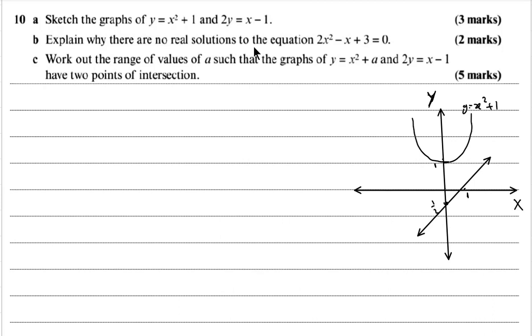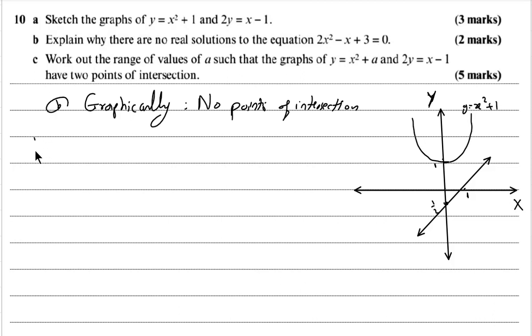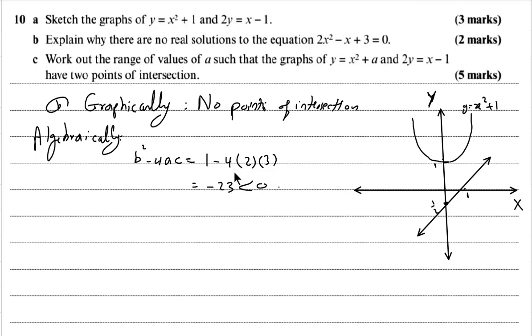B, explain why there are no real solutions to the equation. To solve B graphically, we can say graphically there is no point of intersection, right? And we can say that algebraically, if we get b squared minus 4ac, it will be less than 0, of course, right? Algebraically, b squared minus 4ac will give negative 1, all squared will be 1, minus 4 times a, which is 2, times c, which is 3, it will be 1 minus 24, which is negative 23, less than 0. So we have two reasons here.